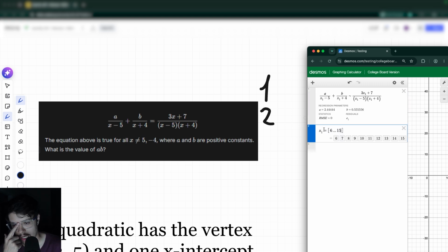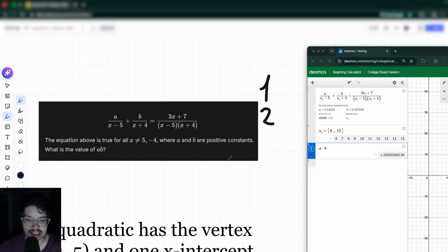Okay, let me make a constraint. X1 is going to be equal to 6 ... 15. I would typically do 1 ... 10, but we can't have 5 in the thing, so I might as well just do that. And then we have these here. So A and B are positive constants. Yep, that is true as well. A times B would be 1.36. So therefore 1.36 should be the answer for this problem.